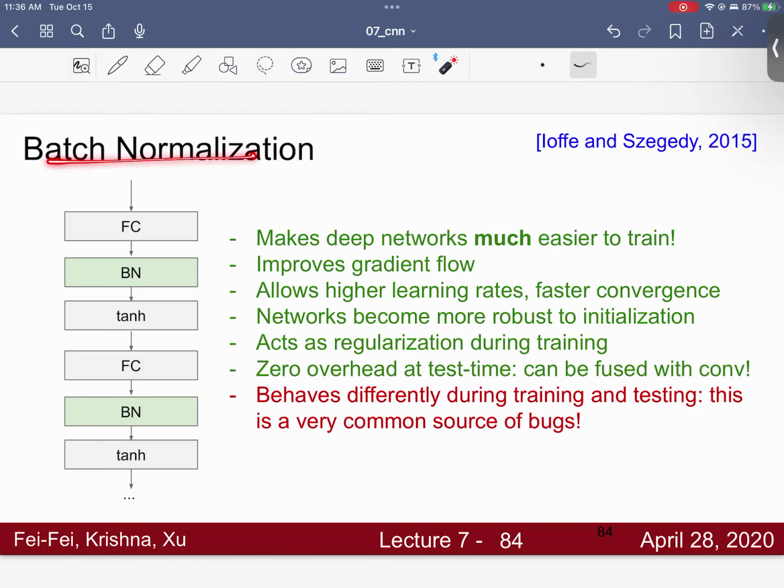Right, so the lesson is that batch norm makes deep networks much easier to train because you've handled the internal distribution shift. You can't say that there's zero internal distribution shift because that's impossible. But you've minimized the internal distribution shift so that the layers are easy to handle one after another. So it improves the gradient flow, allows higher learning rate, and faster convergence, all good.